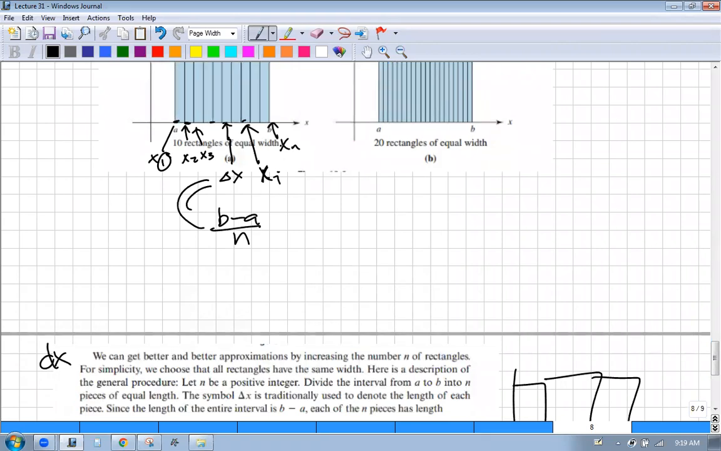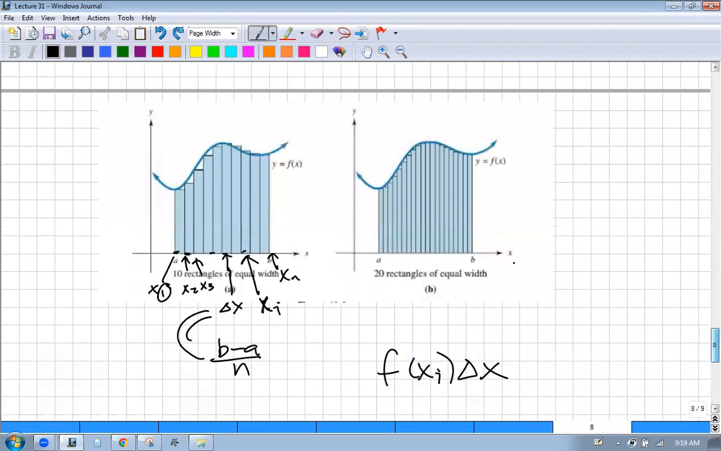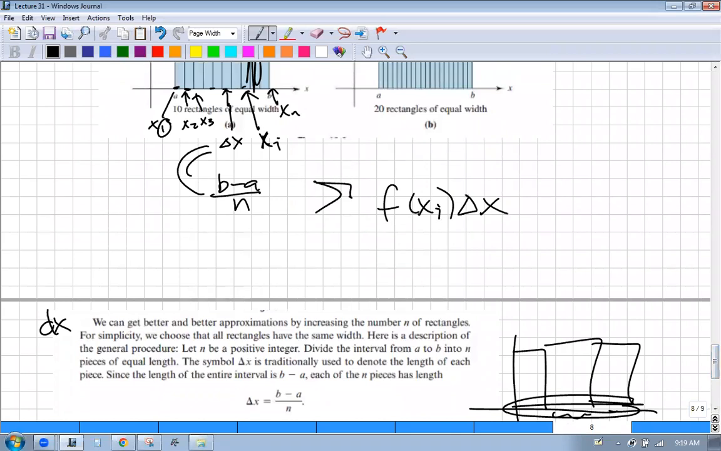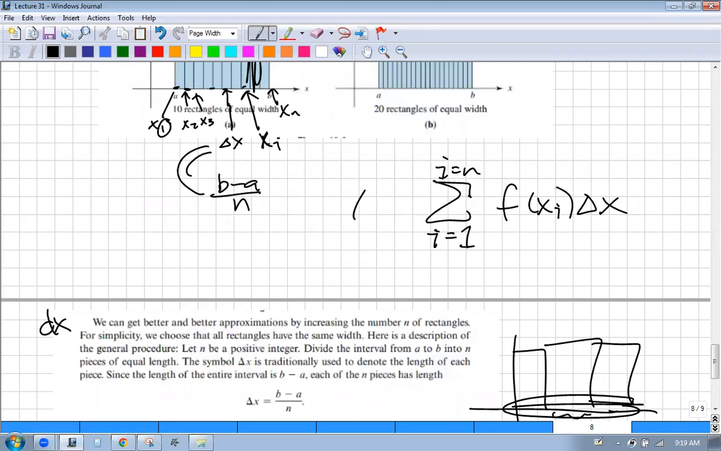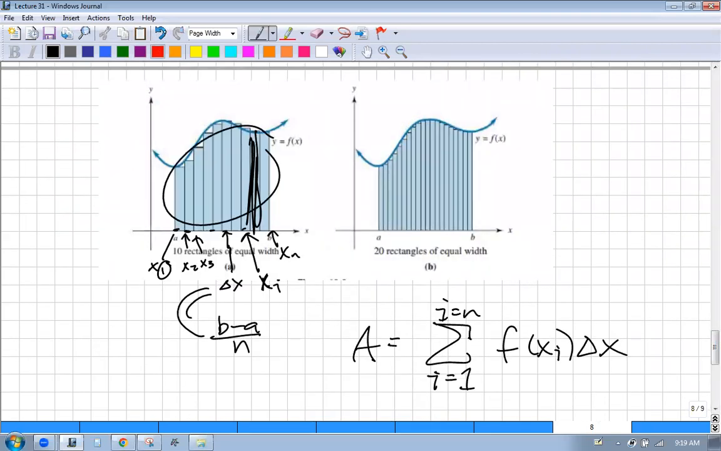So the height for each rectangle would be f of x sub i. That's the height for each one, and this is the width for each one. So that's the area of the ith rectangle, this guy right here. And all we need to do is sum over the i's from 1 to n. So our area is going to be this approximation where you have n rectangles.